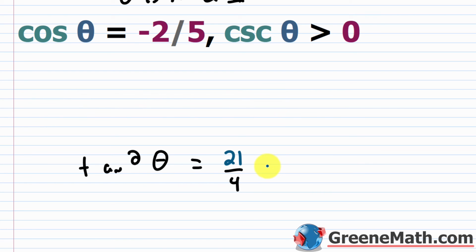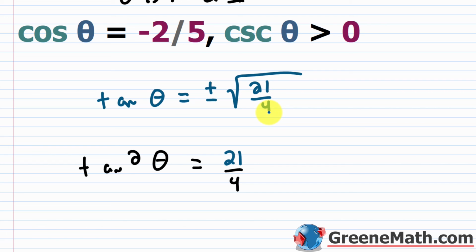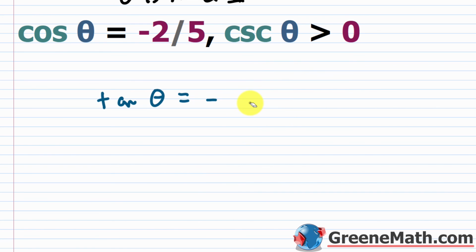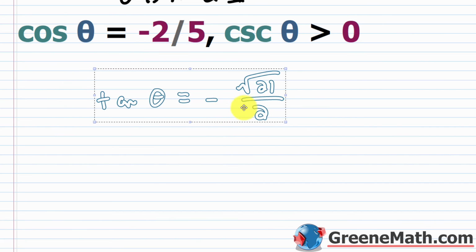I'm just going to say that the tangent of theta is equal to, again, I'm just taking the square root of each side. Over here, I need to go plus or minus. Again, from the square root property, we'll say this is plus or minus the square root of 21 over 4. Now, in quadrant 2, tangent is negative. So let's put the negative of the square root of 21 over 4. And you can break that up and say it's the negative of the square root of 21 over the square root of 4, which is 2. So this is the negative of the square root of 21 over 2. So that's your tangent of theta.